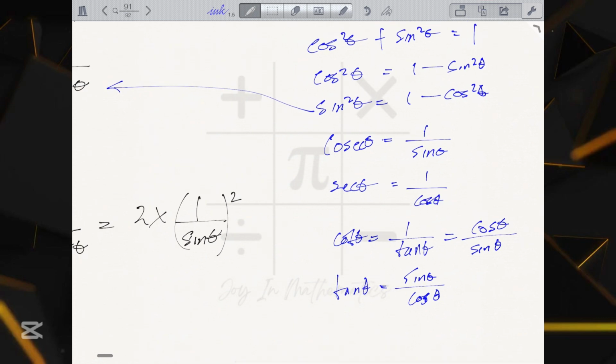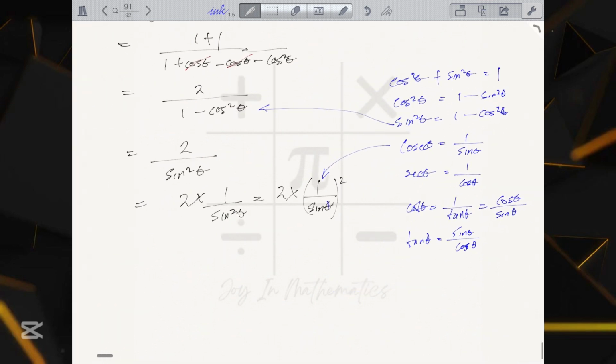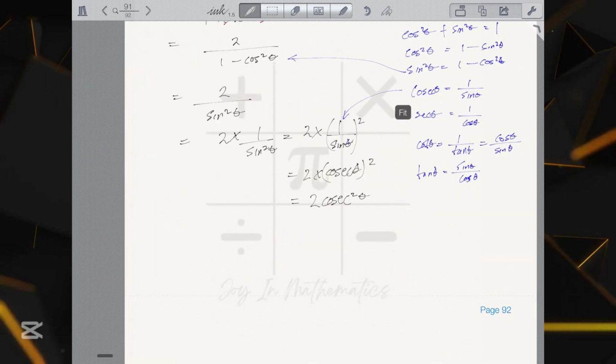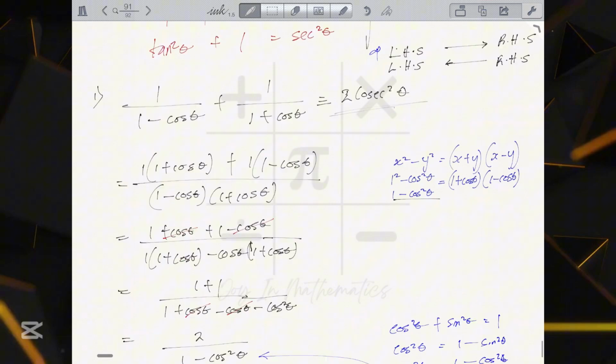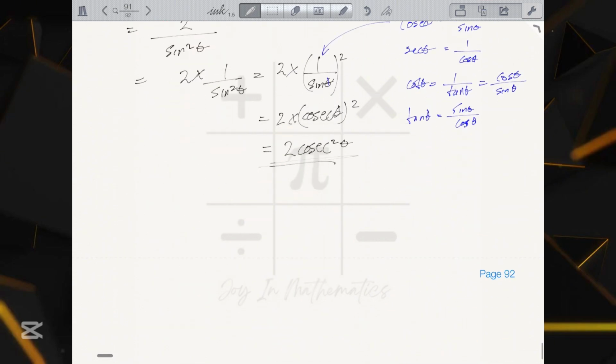Now we are looking for 1 over sine theta. 1 over sine theta is the same thing as cosec theta. So simplifying further, this will give us 2 multiplied by cosec theta all squared, which is the same thing as writing 2 cosec squared theta, an expression that we have in the right hand side.